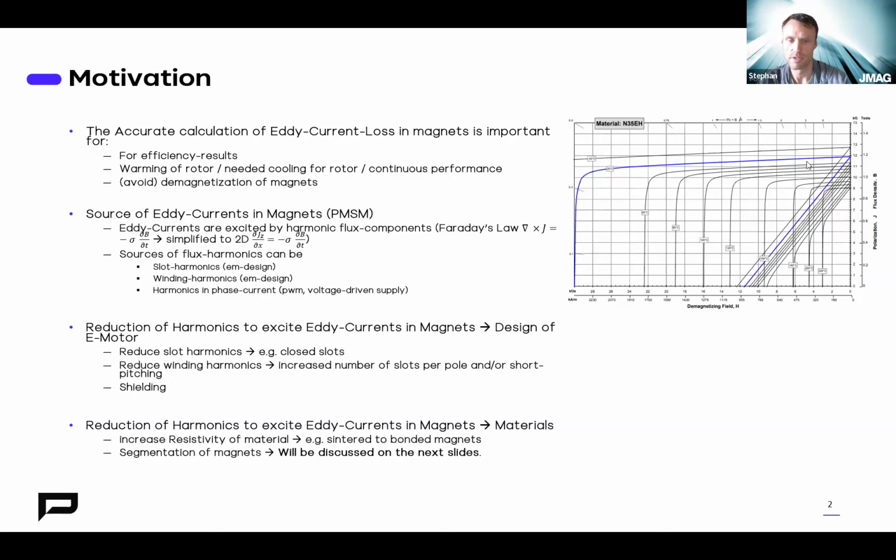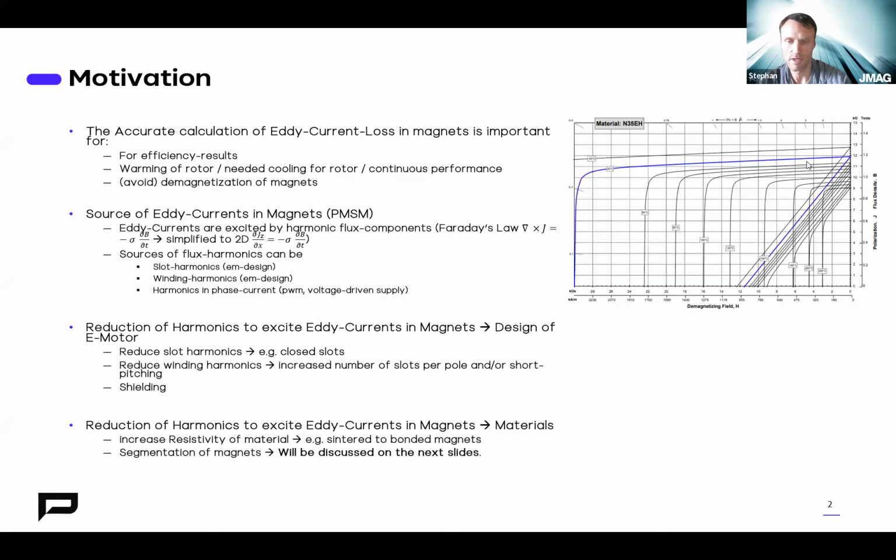So shielding is a bit, let's say, complex because it can reduce the eddy current loss in the magnet itself. But then we have additional eddy currents in the shielding, and then magnets might be warmed from the shielding itself. So it could be a solution or an improvement in the design, but must be considered by the e-motor designer afterwards.